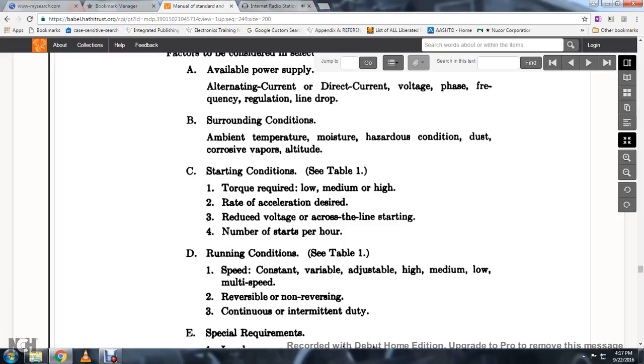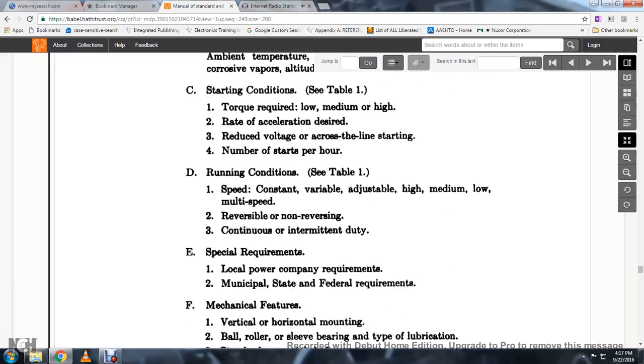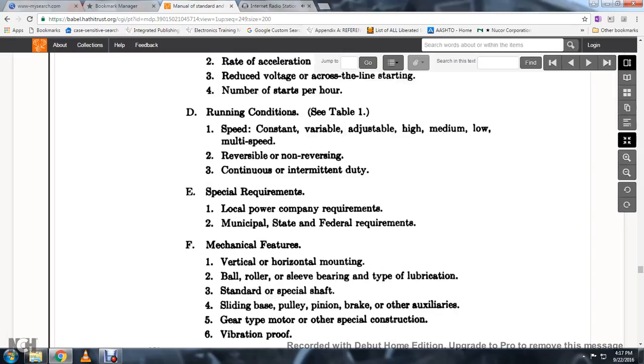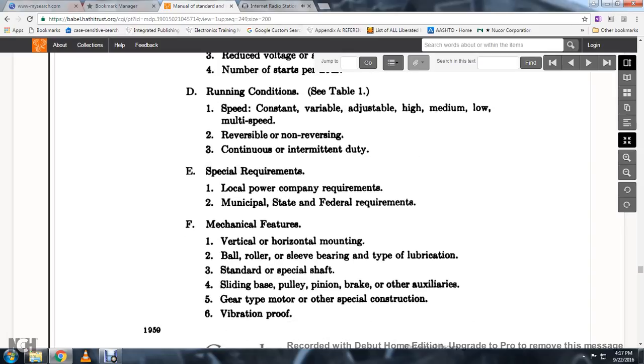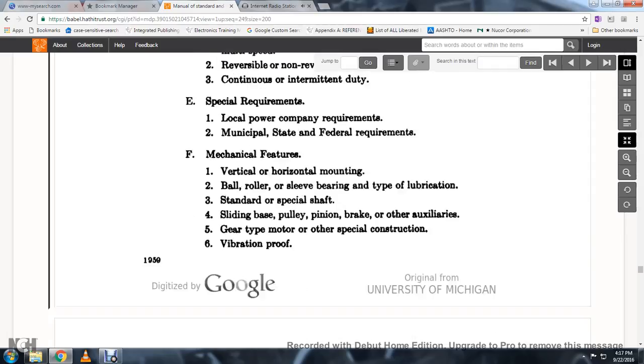continuous and intermittent duty. Special requirements: local power company requirements, municipal, state, and federal requirements; mechanical features: vertical, horizontal mounting, ball, roller, sleeve bearing, and type of lubrication, standard or special shaft, slide base, pulley, pinion, brake, and auxiliaries, gear types of motors, other special construction, vibration proof.